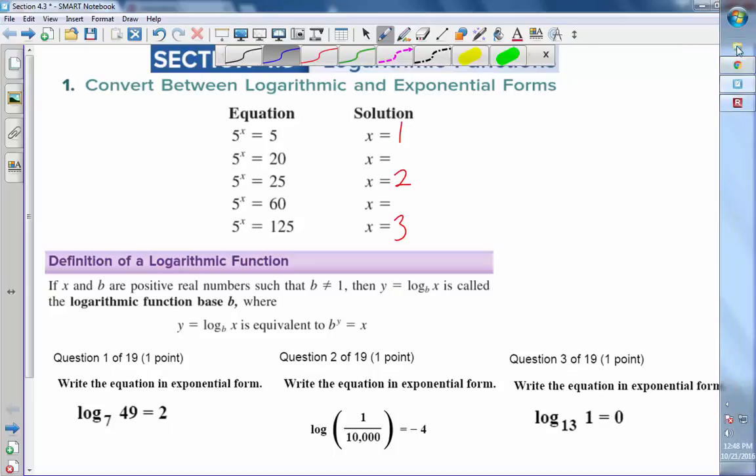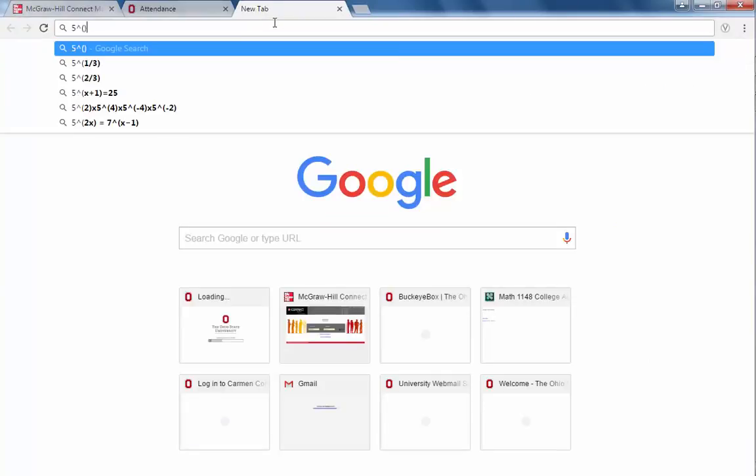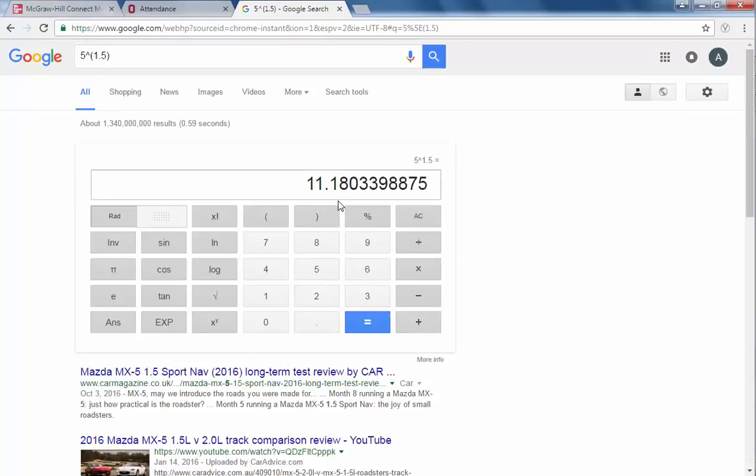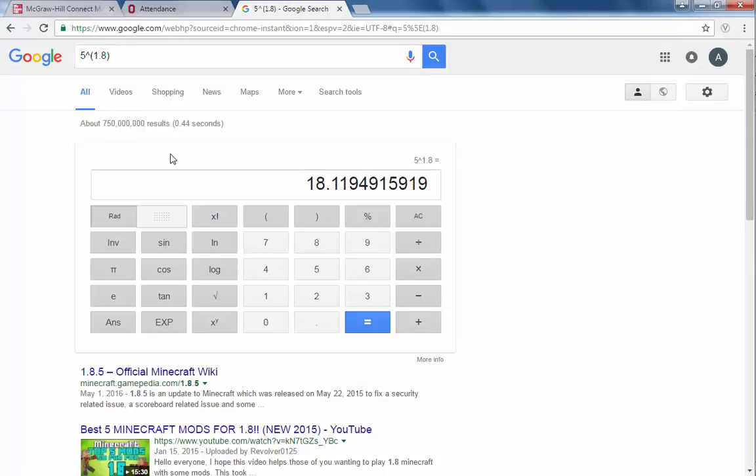So you need a calculator at this point. 5 raised to the power 1.5, you said? Take a look. Nope, you're short. You need to get 20. This is 11.1. Let's do better. Let's raise this up. What do you want to try next? 1.8. 1.8 is 18. You're almost there.